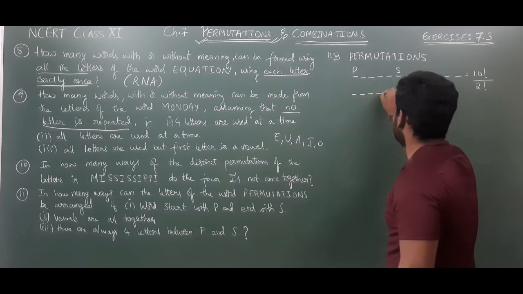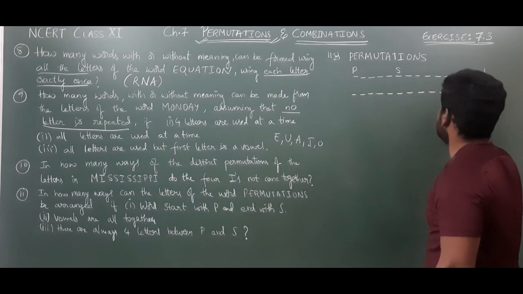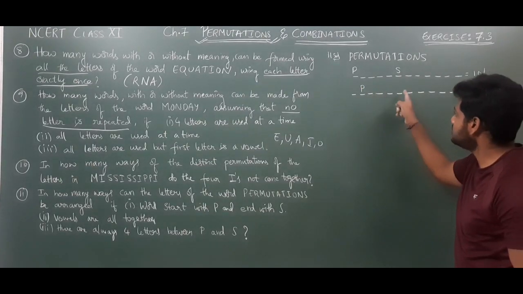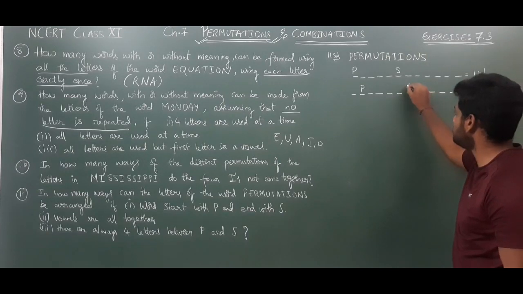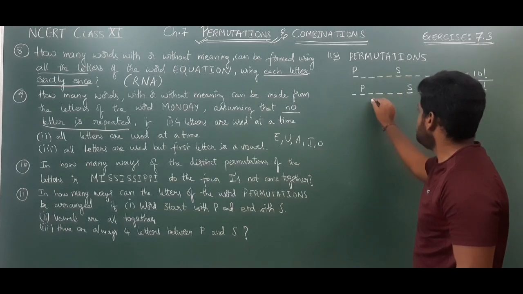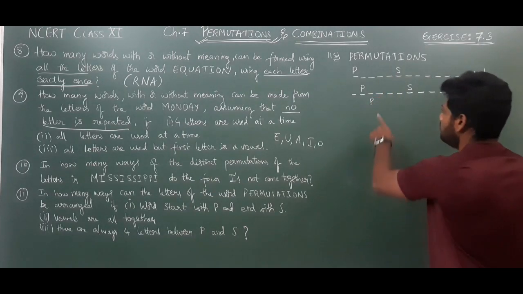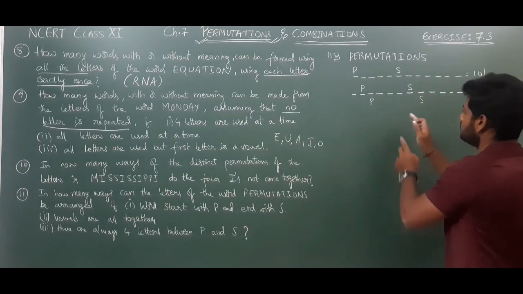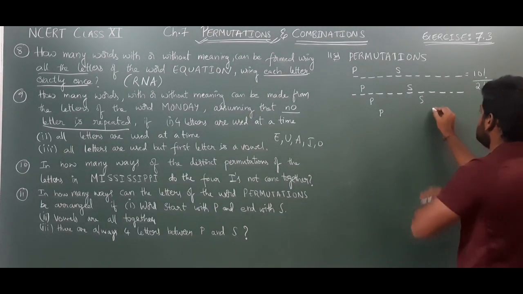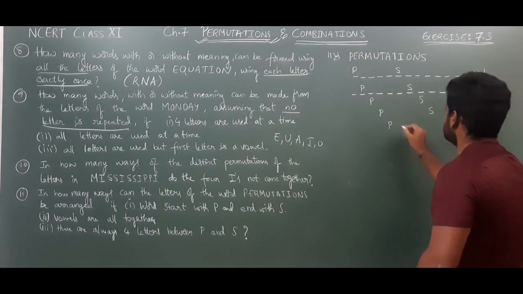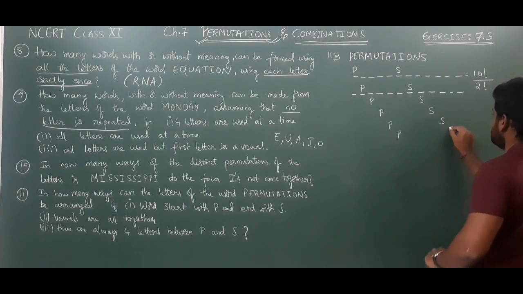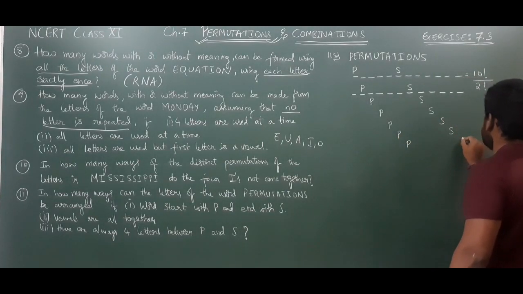1, 2, 3, 4, 5, 6, 7, 8, 9, 10, 11, 12. If P is in second place, S will go to here, with 4 letters between. Right? Like that. If P moves to here, S will go to here, again 4 places between. Next, if P moves here, S will go here. Again if P moves here, S will go here, and again if P moves here, S will go here.